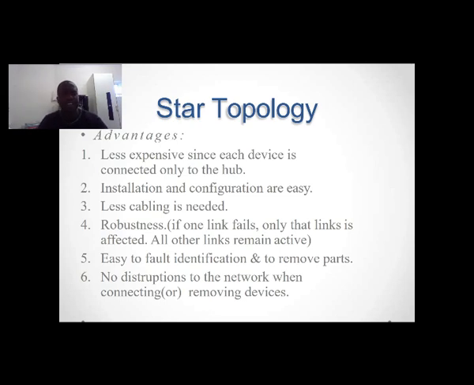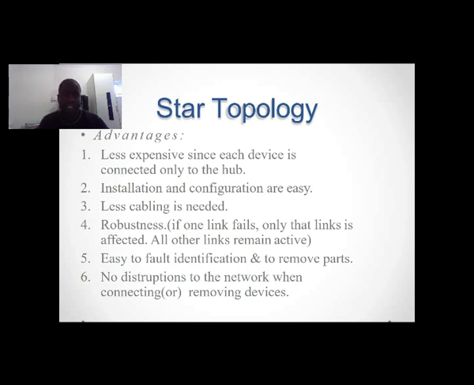And therefore it's very easy to identify problems on the network. Why? Because when your computer is not connecting to the network, you know that it is the computer that is having a problem. And probably if now all the computers are not connecting, you know the problem is at that central hub. So it's easy to manage, right?